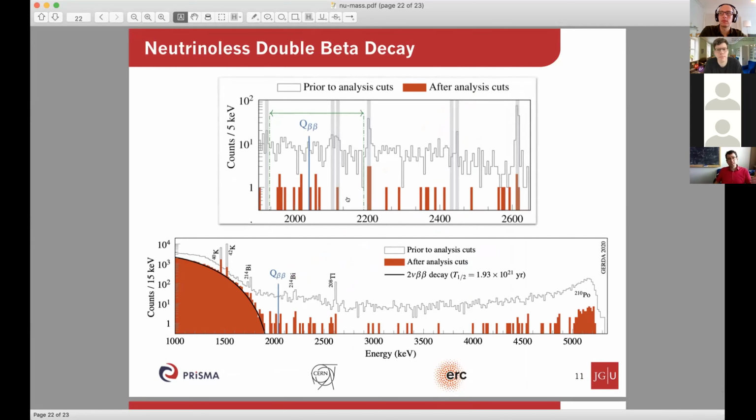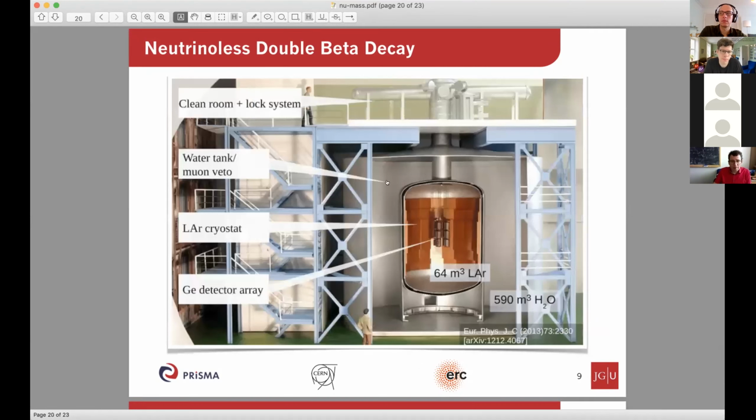It's because they have all this shielding around it, right? If you remember this picture here, the whole thing is installed in a clean room. Then around it, there is a water tank, which is instrumented and acts as a muon veto. So when you see a cosmic muon coming in, you cut out the data for a short amount of time in order to reject cosmic ray-induced events.